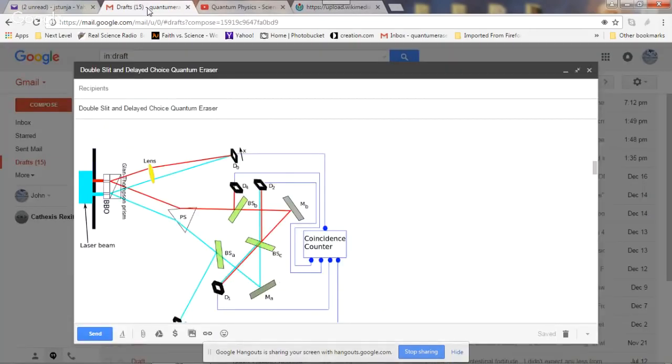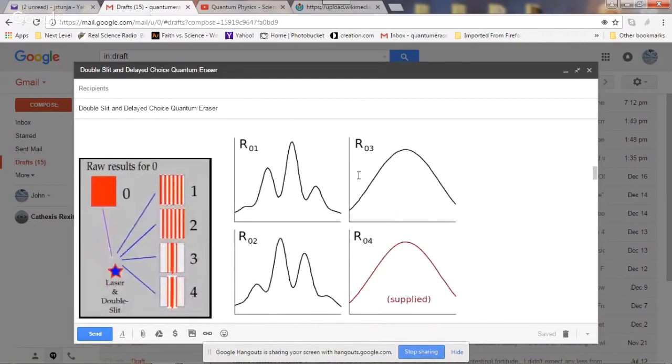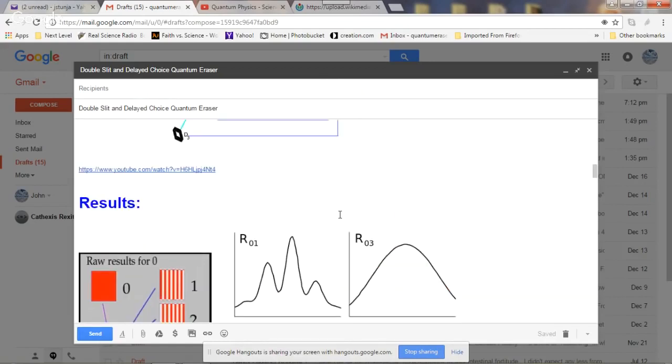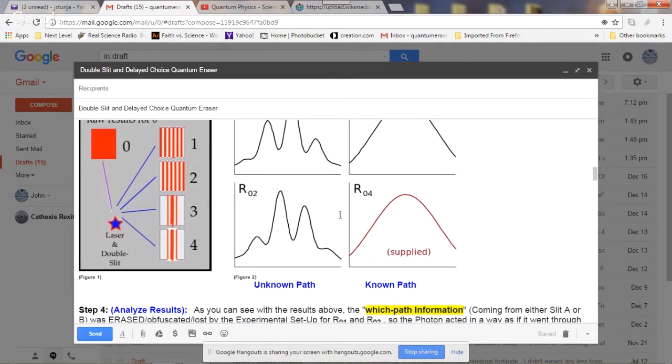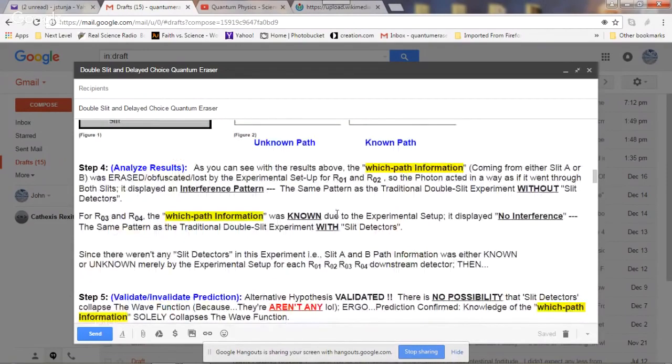So let's go back and see the results. As you can see, when the correlation between D0 and the rest of the catcher's mitts are compiled, look at what we got. Between R1 and R2, we have interference patterns. But R3 and R4 show no interference. So, this is pretty easy. Analyze your results. Step 4.